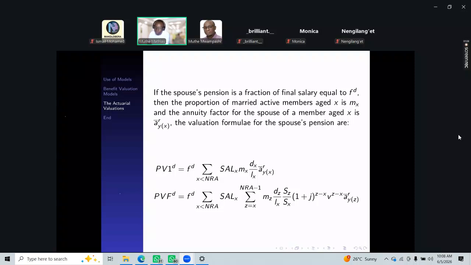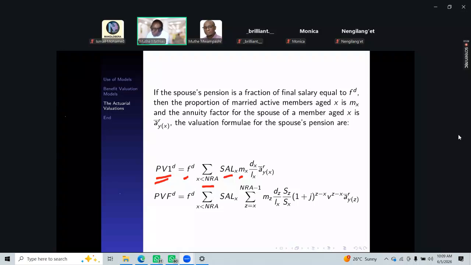I mean, almost similar like that. So you can see in this case that we have the present value of the death benefit from the next year of service, and we are taking the fraction. This is actually the fraction of salary, right? So we are summing, for all members, the salary, and then multiplying with the proportion of members who are married at that time at age x, right? Because remember, this is more relevant to those who are married. If you're not married, then this is not relevant to you.